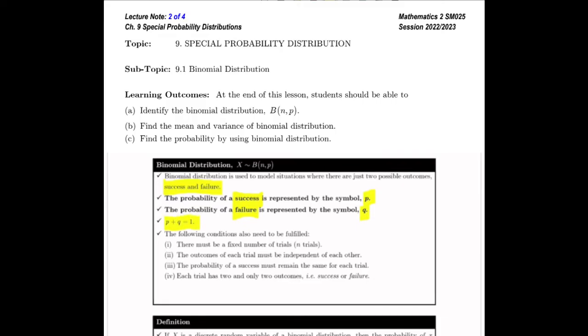The following conditions also need to be fulfilled. First, there must be a fixed number of trials, which is n. The outcomes of each trial must be independent of each other. The probability of a success must remain the same for each trial. Each trial has two and only two outcomes, which is success or failure.